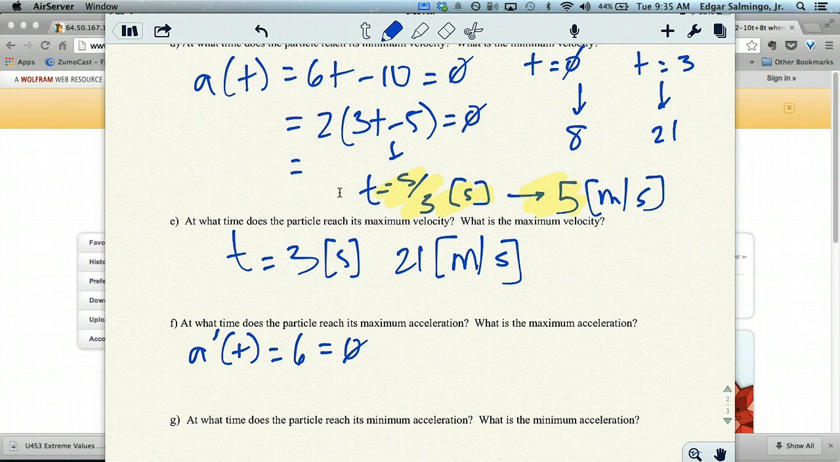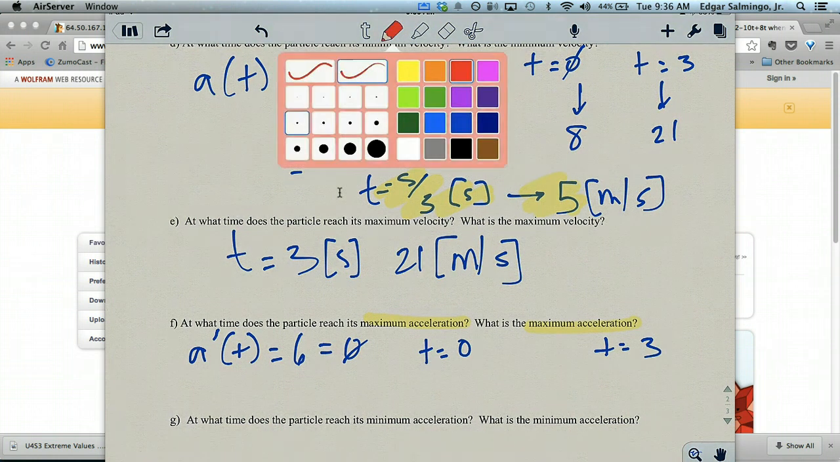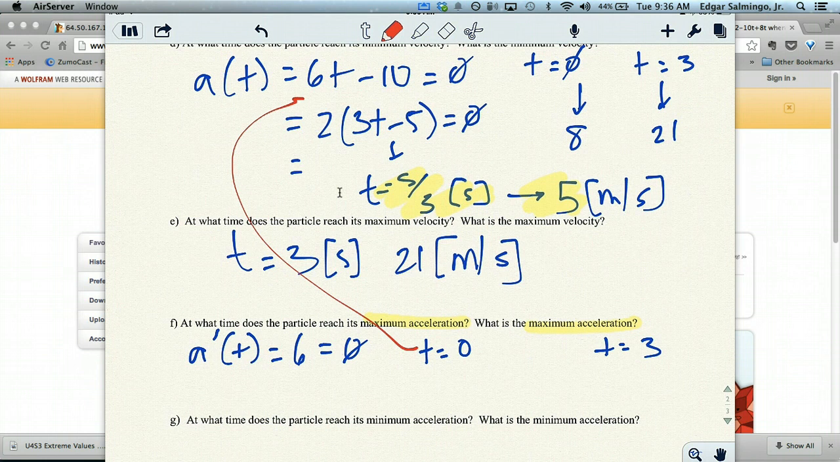So the only numbers I can test are my endpoints, which are time equals 0 and time equals 3. So that tells me I hit max and min acceleration at the endpoints, whether it's 0 or 3. Again, I'm going to plug this into quote-unquote the original function. In this case, since I'm finding max acceleration, I'm going to put this into the acceleration function, which, if I use a different color, my acceleration function was right here.